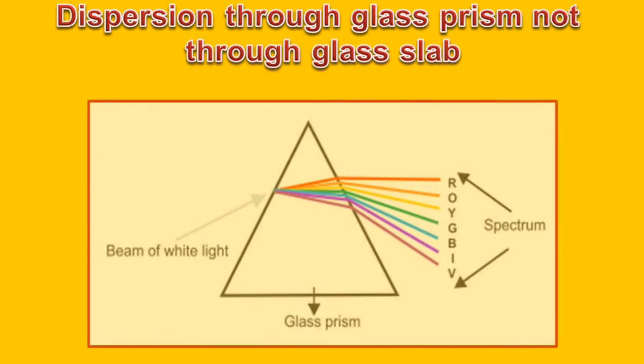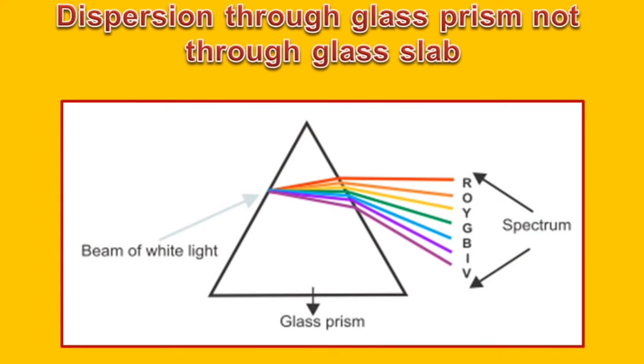If the second interface is not parallel to the first, as in a prism, the effects of the first interface are not reversed, and the colors separated at that interface continue along different paths upon leaving the glass.